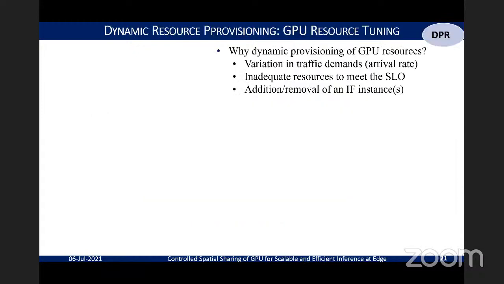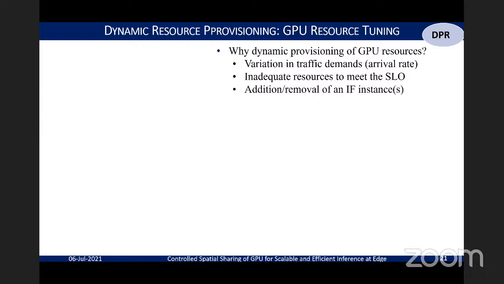Okay. So this leaves us with a scheme where you have a platform that is able to run multiple applications, but now the crux of the platform is how it would dynamically provision the resources for each of the ML applications. Like we put the case earlier, why you need the dynamic provisioning of GPU resources. It's primarily that you have to adapt to the variation in traffic demands. You have to ensure that you meet the resources.